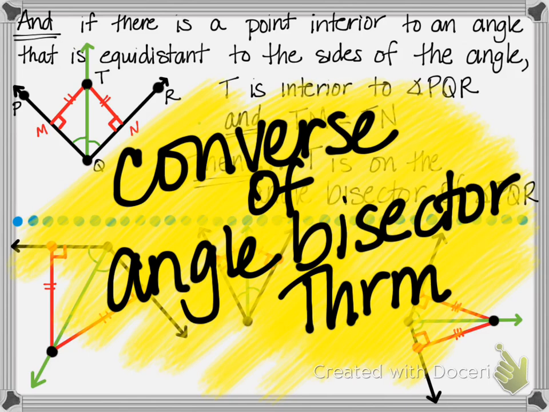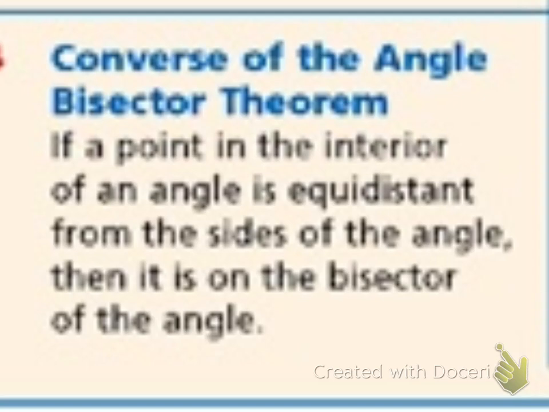This is known as the converse of the angle bisector theorem. And in our textbook, it reads, if a point is in the interior of an angle and is equidistant from the sides of the angle, then the point is on the bisector of the angle. Those are your four new laws that are building on two concepts that we have known for a while.